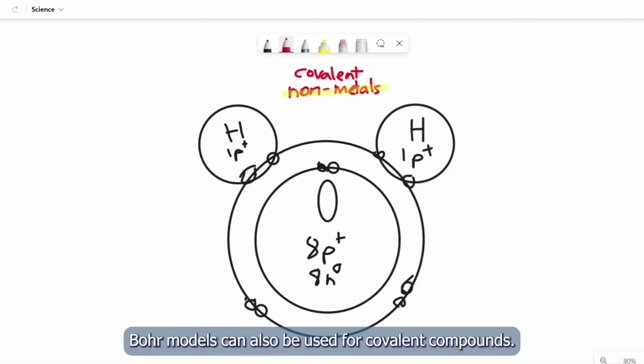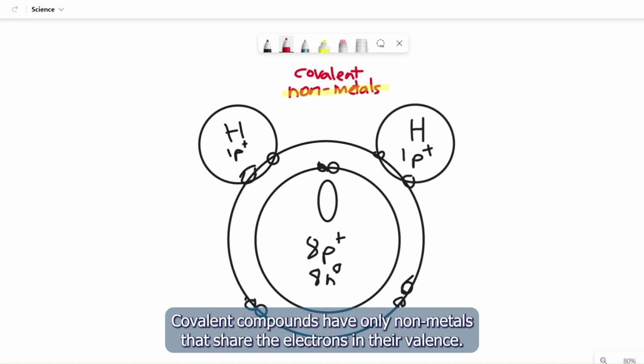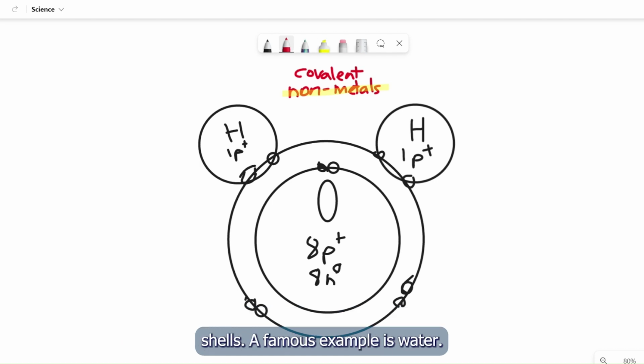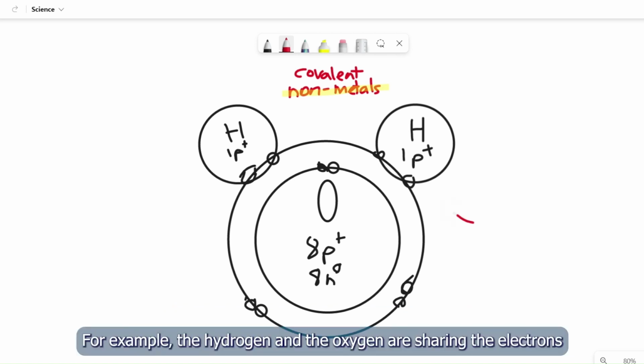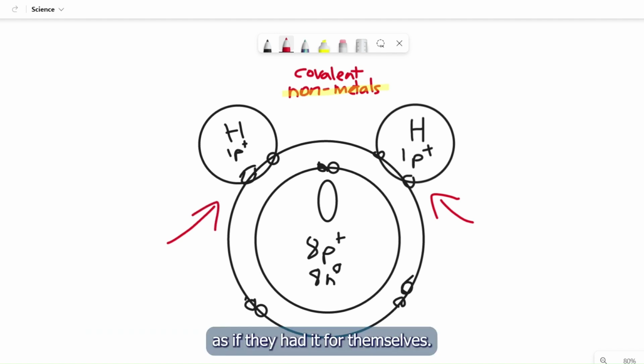Bohr models can also be used for covalent compounds. Covalent compounds have only nonmetals that share the electrons in their valence shells. A famous example is water. For example, the hydrogen and the oxygen are sharing the electrons, as if they had it for themselves.